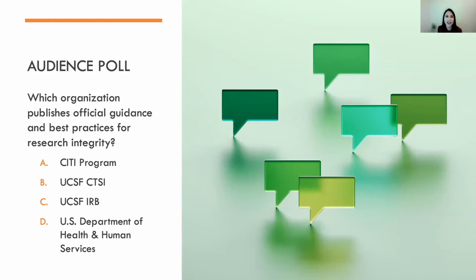And then CTSI is our research institute group here, and they offer a lot of consultations as well, but they don't actually publish the official guidance. And nor does the IRB. So choices A through C are either organizations that offer the training or enforce that the training be had, but really the official guidance and best practices for conducting responsible research comes through the Department of Health and Human Services.